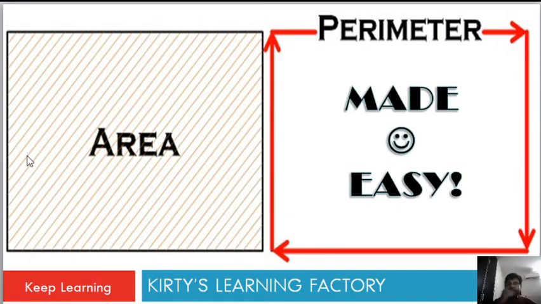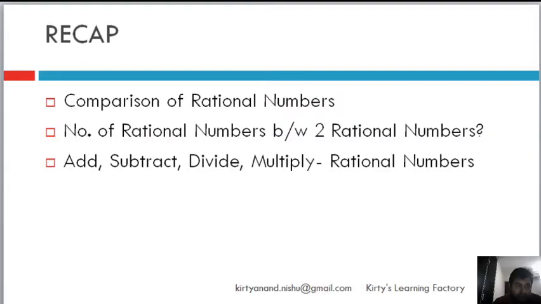Hey everybody, welcome back. Today we are going to learn area and perimeter. If you remember, under mensuration we already covered a lot of that stuff, and so yeah, today it will be slightly different and a bit deeper. But let's quickly remember what we studied last.